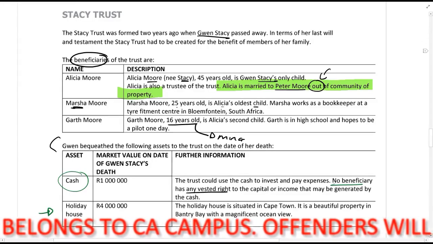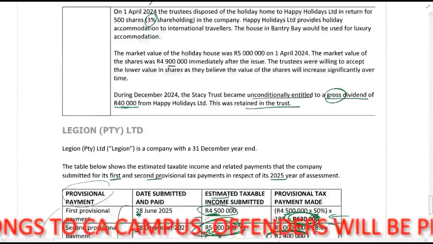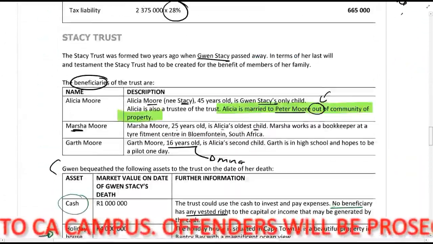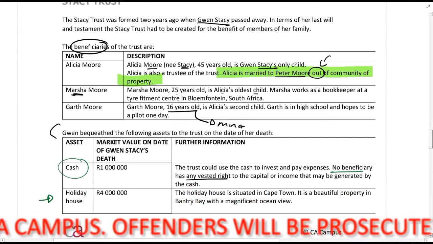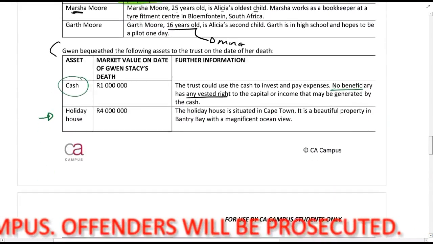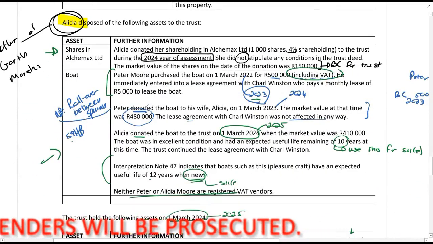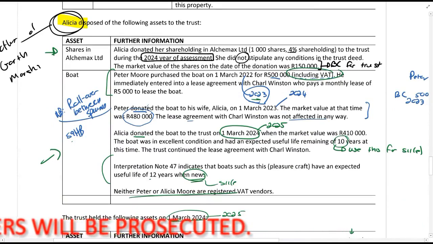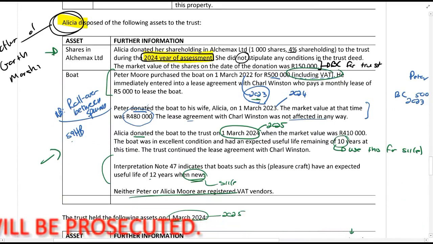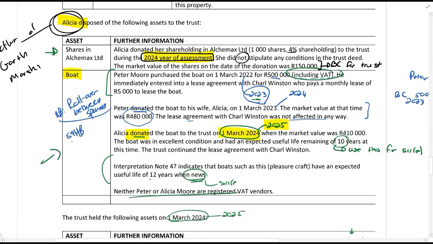Okay, so let's go see Stacy Trust. Right, so the Stacy Trust. If we go and look at the Stacy Trust, they're asking about Alicia, and here's Alicia. Alicia disposed of the following assets of the trust. So she donated some shares. That was in the 2024 year of assessment. Then the boat was donated on the 1st of March 2024, which is this 2025 tax year. So that is the donation that we can see. Okay, so C.